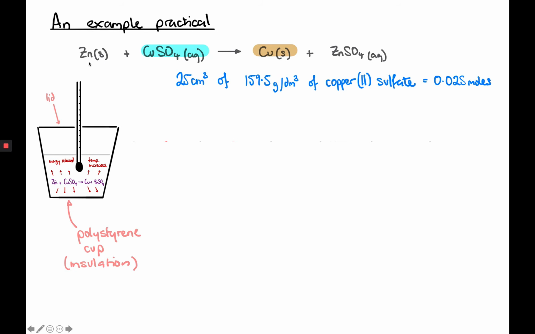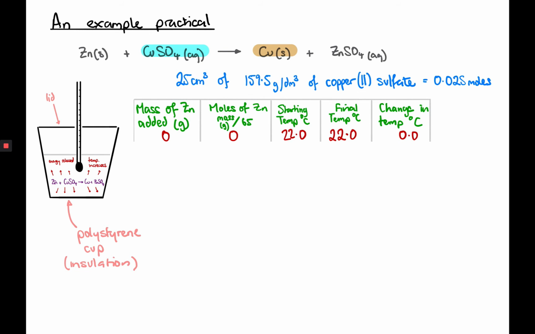So everything else has to be controlled. So one of the things I'm going to control is the volume of copper sulfate I add. So I'm always going to add 25 centimeters cubed. And the other thing I'm going to control is the concentration. So I've done a sum here so that we can see every time I am adding this number of moles to the polystyrene cup. But just to bear in mind, it's the same volume and the same concentration. So those are two control variables, right? The volume and concentration of copper sulfate are two control variables in this practical. And the thing that I'm going to change is the mass of zinc that I'm adding.